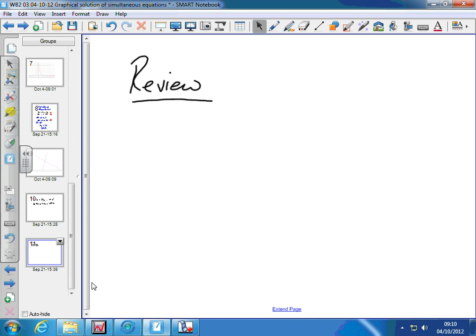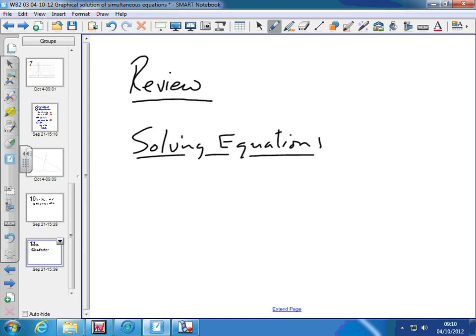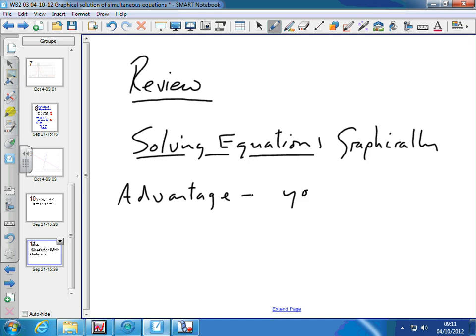So I can solve simultaneous equations, or I can plot functions in Autograph. So, solving equations. Name one advantage of solving simultaneous equations graphically. Right, yeah, one, you can see that there is a solution.